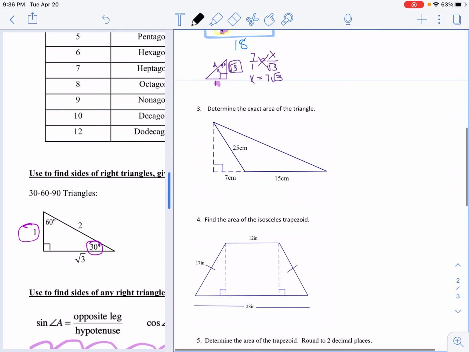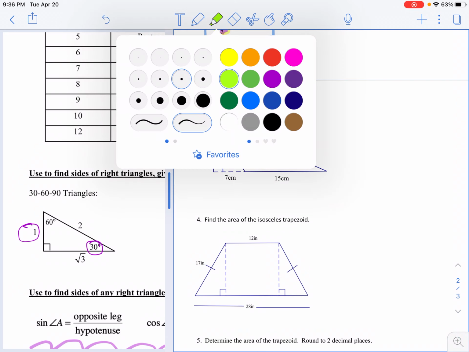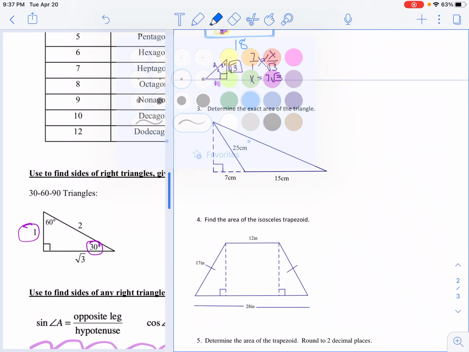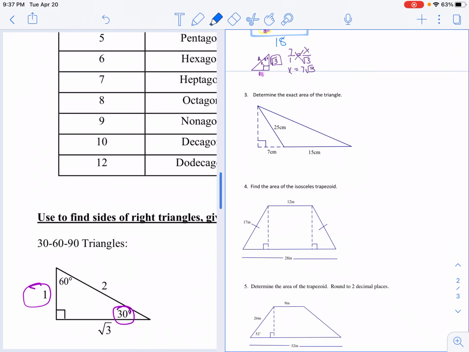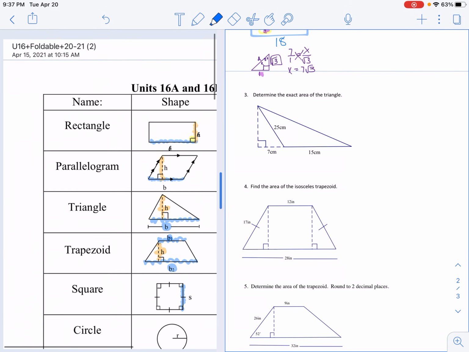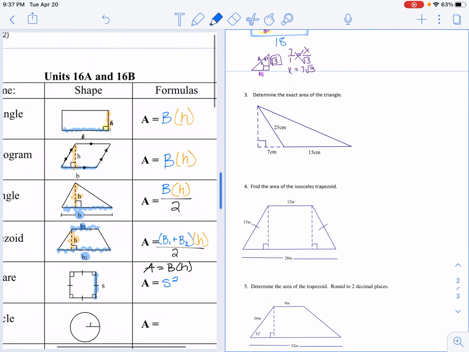Our next example that we have is a triangle. So we want to determine the exact area of this triangle. Not a right triangle, just a triangle. All right, so we're going to go ahead. We're going to go to our foldable. We're going to find the triangle. We're going to look for the triangle relationship.